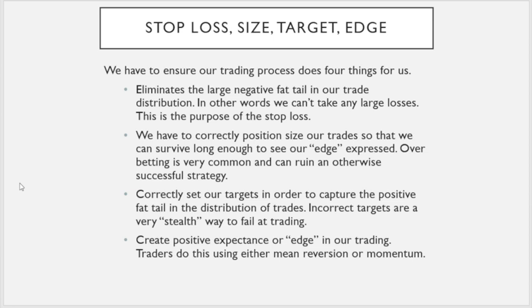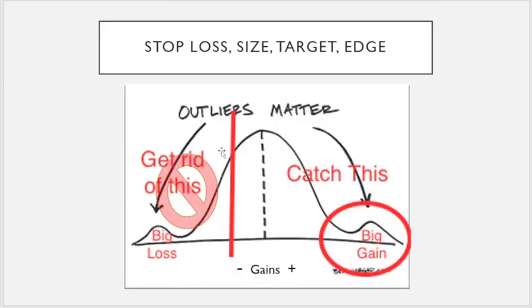Eliminating that large outlier is the real goal of risk management. So if I jump forward here real quick, here's our distribution. Right here, we can see roughly where a stop loss might be, or wherever it might be. But the idea is that the use of a stop loss or risk management tool in every trade is to eliminate the fat tail loss. That's the whole purpose of it.